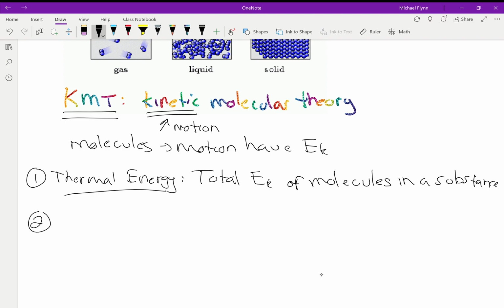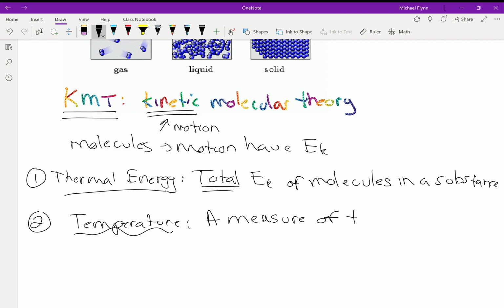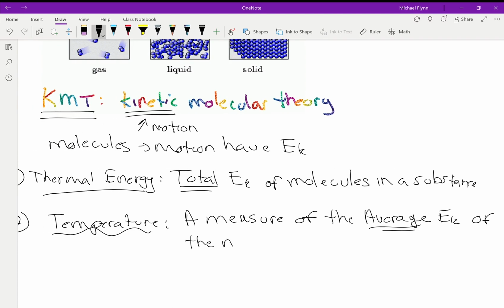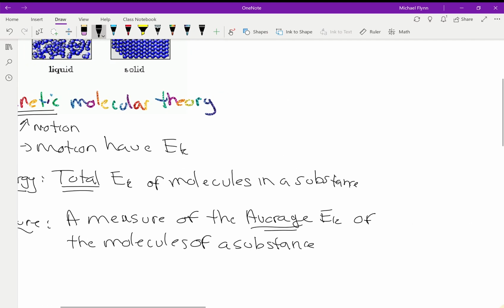2, temperature. Temperature, often confused with thermal energy, is a measure of the average EK of the molecules of a substance. Okay, so one of them is measured in joules because it's energy.